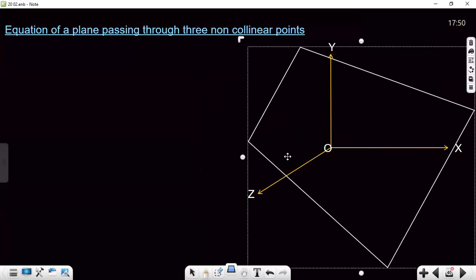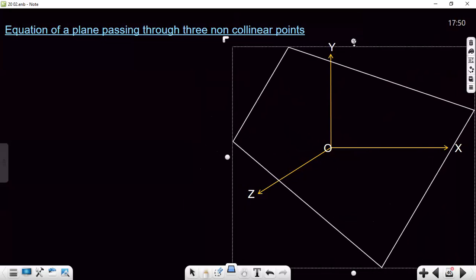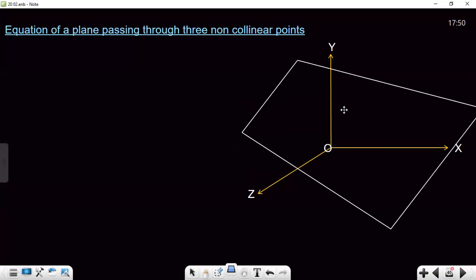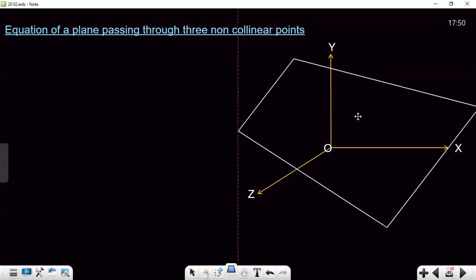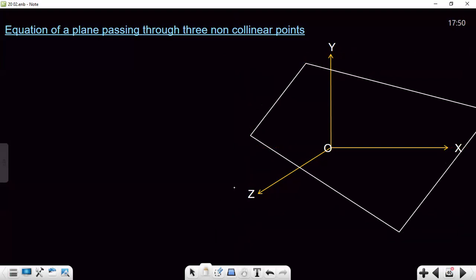This plane is gigantic. Okay, this is the plane. There are three non-collinear points, so let's consider these three non-collinear points. One point here, one point here, one point here.